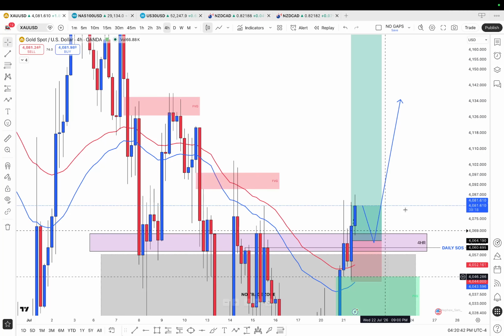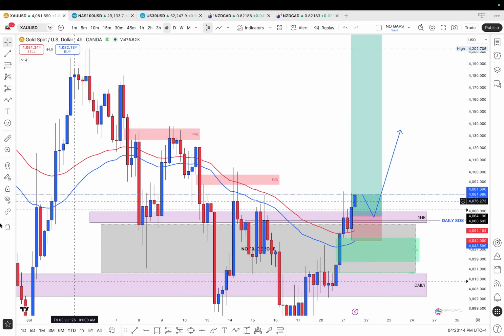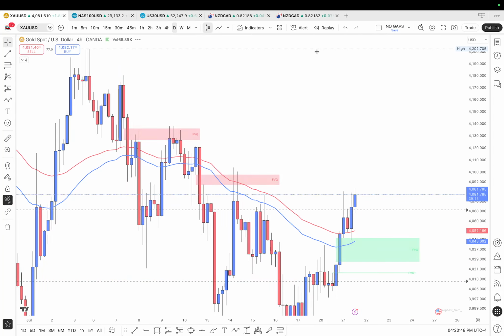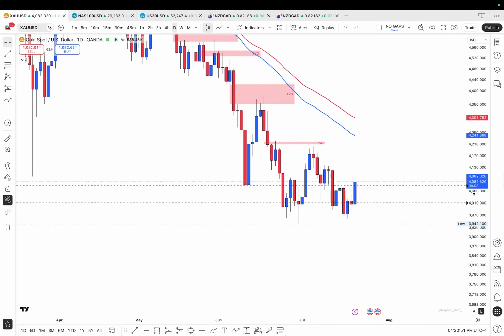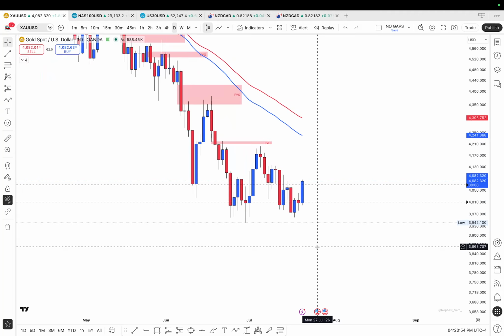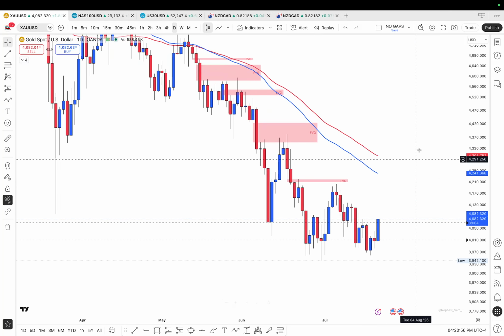And gold has been on a downtrend for a while. Gold has been on a beautiful downtrend for a while. It's finally, absolutely finally correcting, because it's been dumping for a good minute.